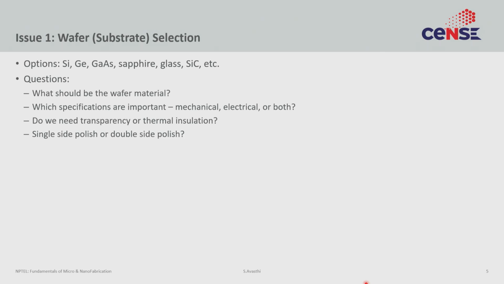Is it test grade? Is it prime grade? Do you need transparency? If for some reason you need transparency, then you have to think of it upfront, right? So silicon carbide and sapphire are often transparent. Silicon is not, at least not to visible light. Do you need thermal insulation? If you're making a very high power device, then thermal conductivity is hugely important.